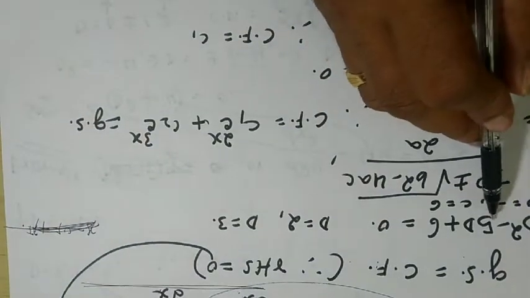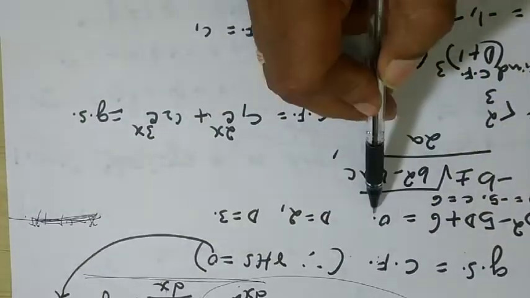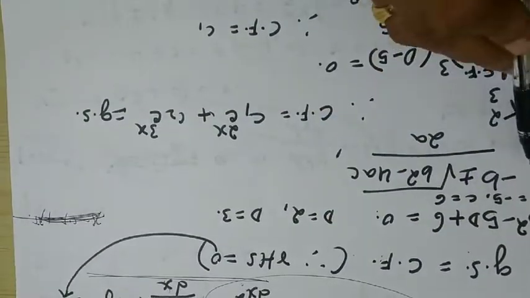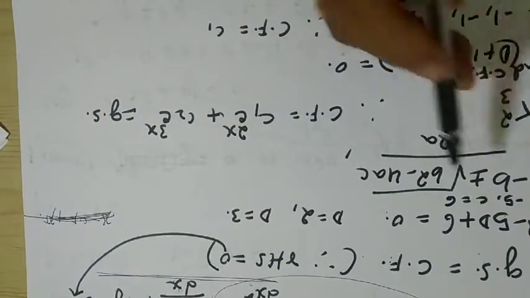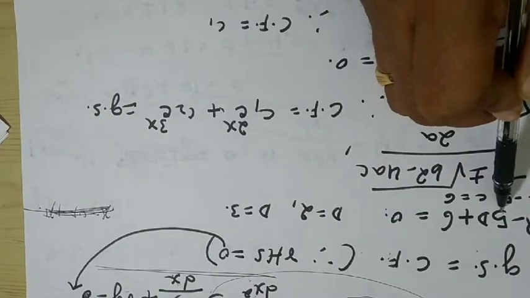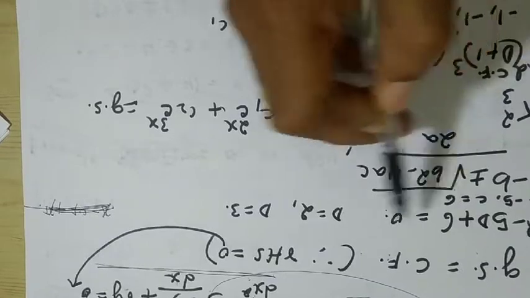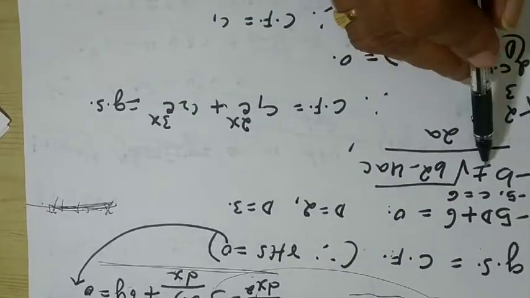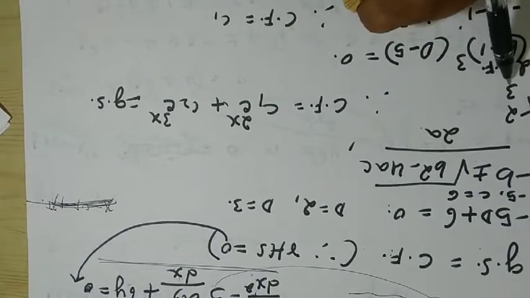To find the complementary function, what do I have to do? I have to first find the roots of the equation. What is the equation? D squared minus 5D plus 6 is equal to 0. Find the roots using D is equal to minus b plus or minus square root of b squared minus 4ac, by 2a. What is a? Number behind D squared, a is equal to 1. B means number behind D, that is minus 5. C means the constant 6. Substitute in this formula and you will get 2 roots. D is equal to 2 and 3.